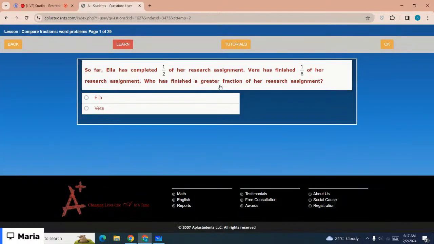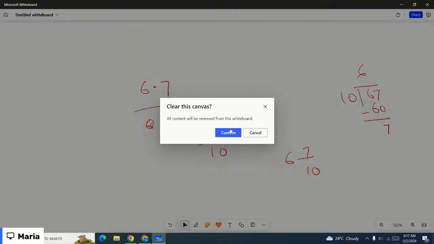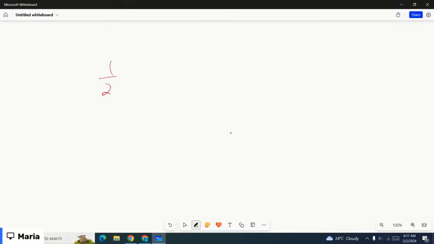Okay, the first one: so far Ella has completed 1 by 2 of her research assignment. Veera has finished 1 by 6 of her research assignment. Who has finished a greater fraction of her research assignment? You have to compare basically 1 by 2 and 1 by 6, right? Who did 1 by 2? Ella, I think. Ella and Veera. Okay, if you just look at the fractions, 1 by 2 means half, right?